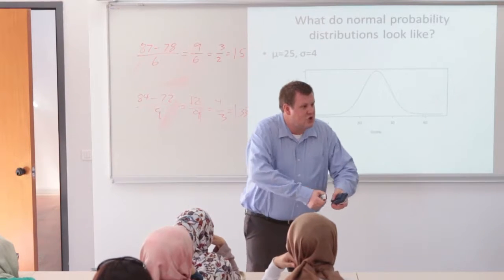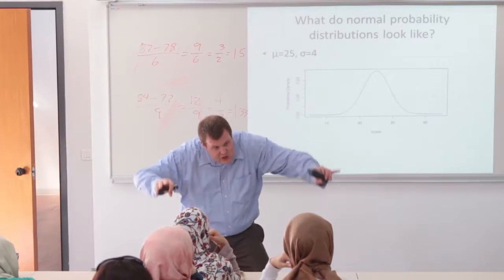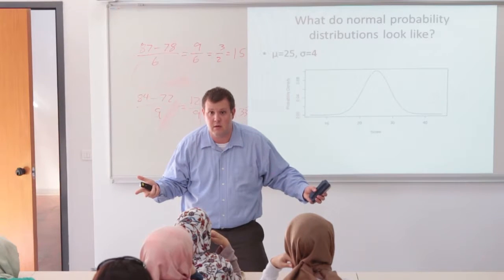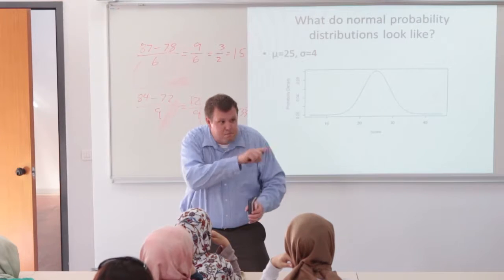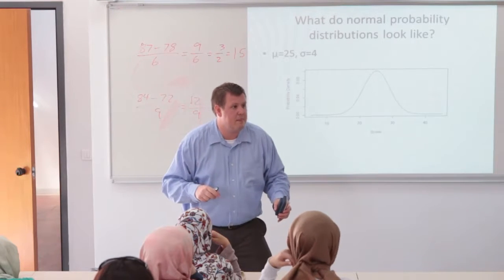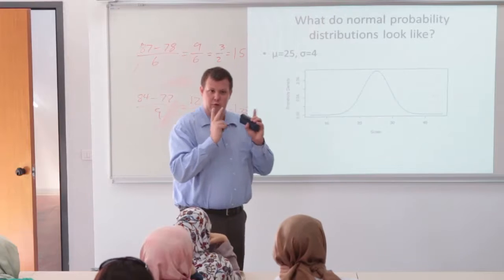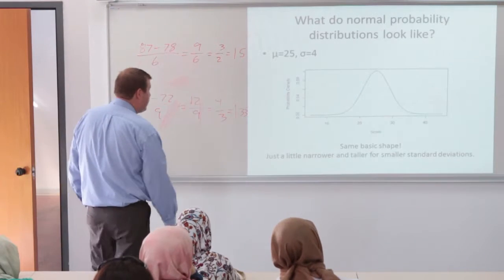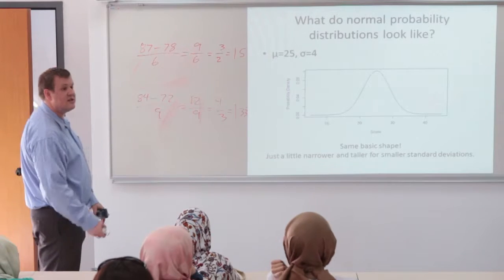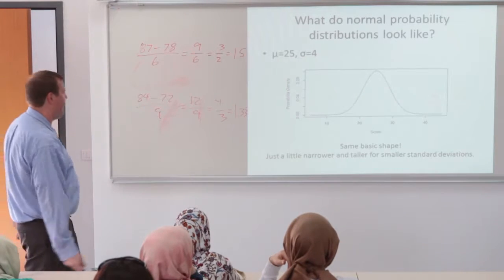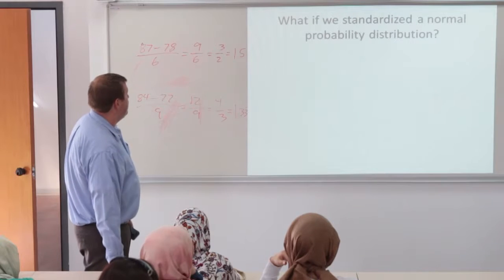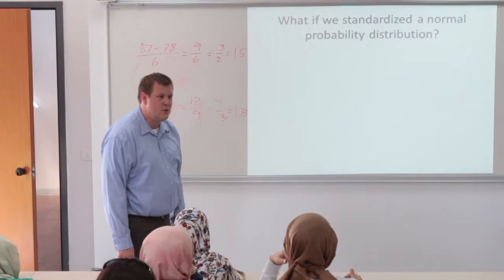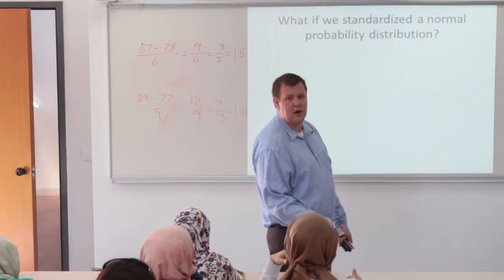I'm just stretching that out, pushing it down so you can see that the shape is the same, right? It's basically the same shape if you look at it with the right scale. So same basic shape, it's just a little narrower and taller for smaller standard deviations. This is easier to see if you plot them with that same axis. Okay, now what if we standardize a normal probability distribution? How do we do that? How do we standardize a score?